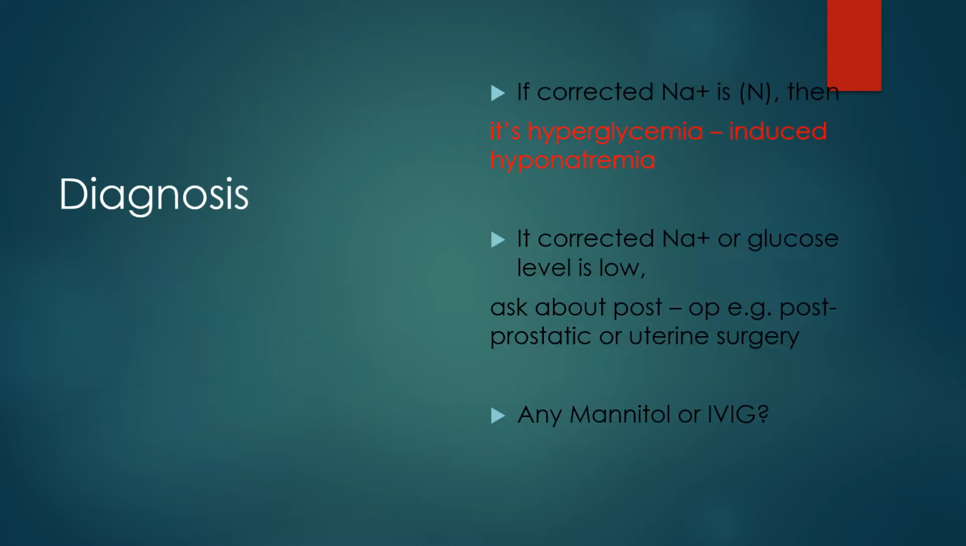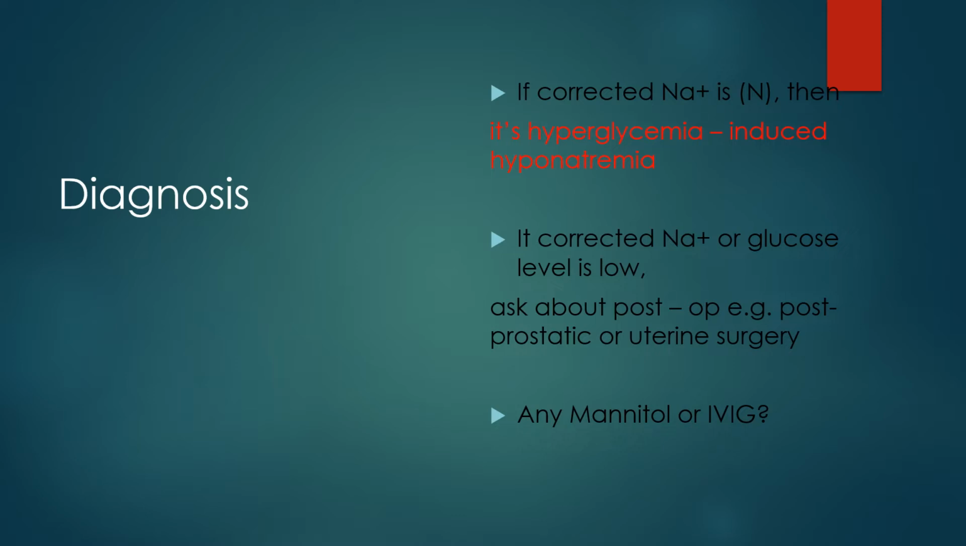Okay, you have corrected sodium value estimated, right? Then, if your value is within normal range, you are likely dealing with hyperglycemia. And your diagnosis here will be hyperglycemia-induced hyponatremia. Okay, you can mark that somewhere. That's number 1 diagnosis.